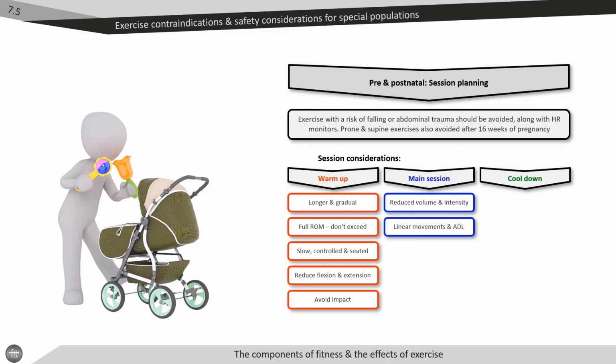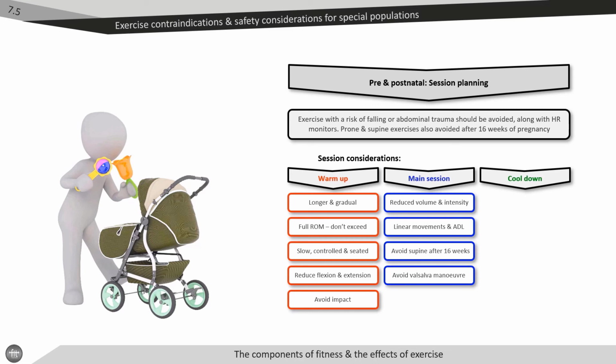Activities with less impact and less movement complexity should be prioritised, with movements being linear, reducing the risk of any sprains or accidents occurring. Exercise in the supine position should be avoided from the second trimester and beyond, along with lifting weights above the head and the Valsalva manoeuvre.